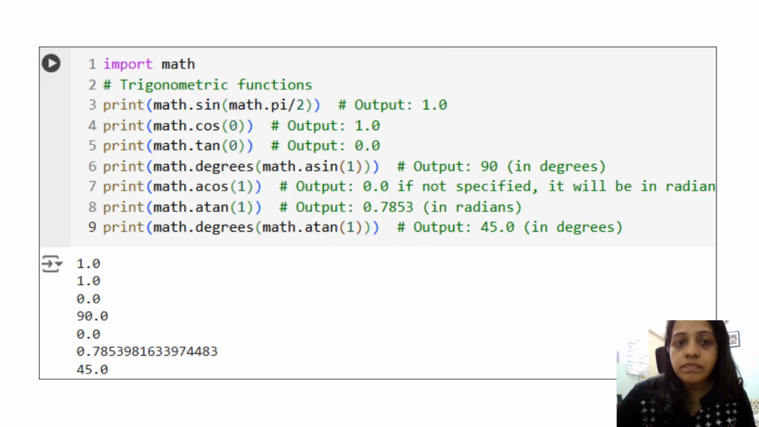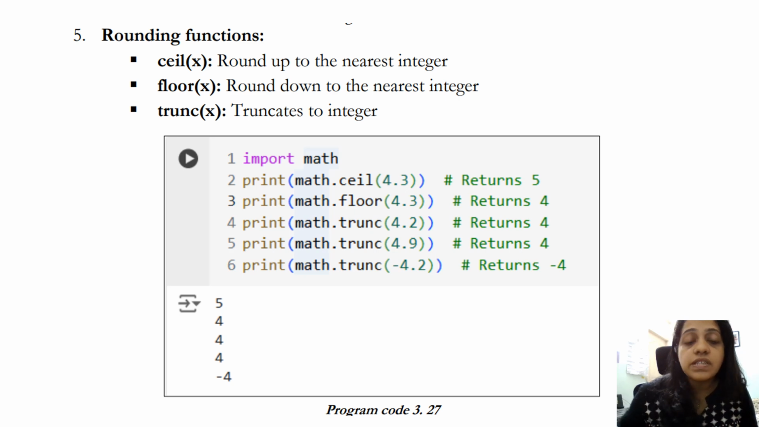Again, all these are different examples, like calling sine, cos, tan. Here asin means inverse sine. The sine inverse of 1 is 90 degrees or pi by 2. So here the result is in radians. To convert to degrees, we use the function math dot degrees. So like that we can use the different functions.